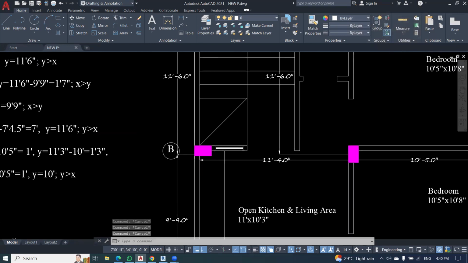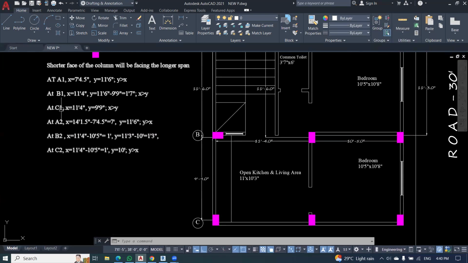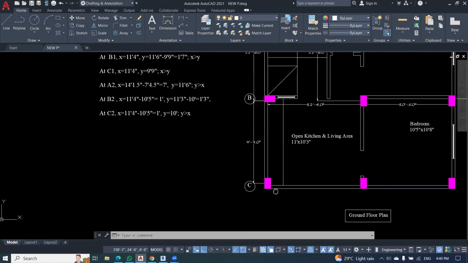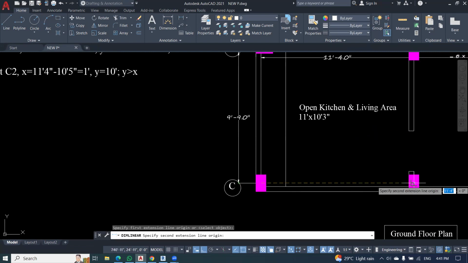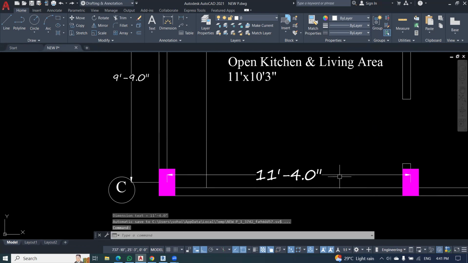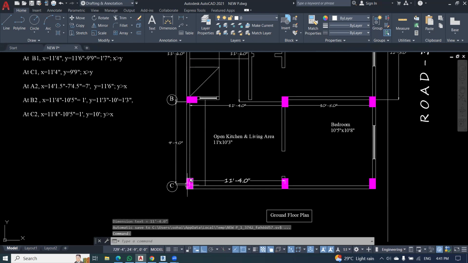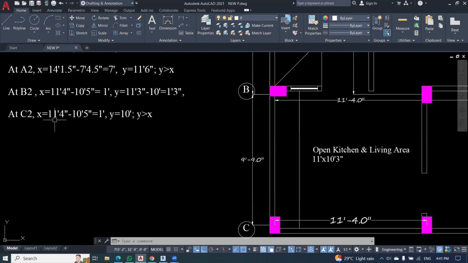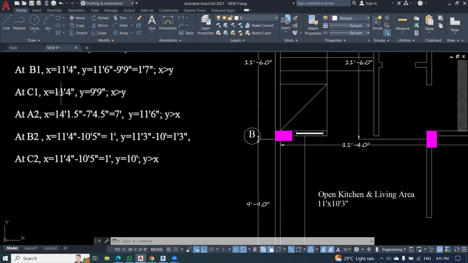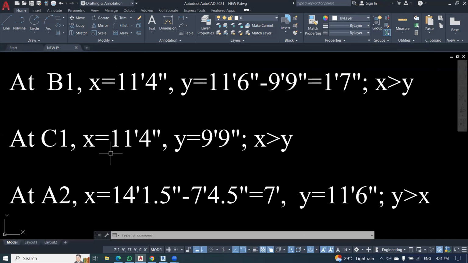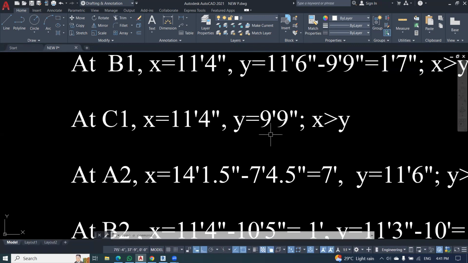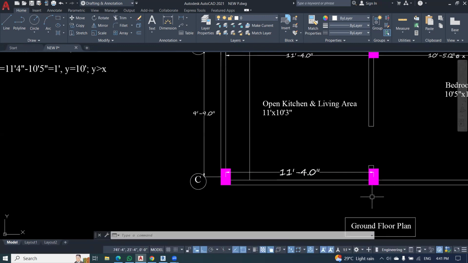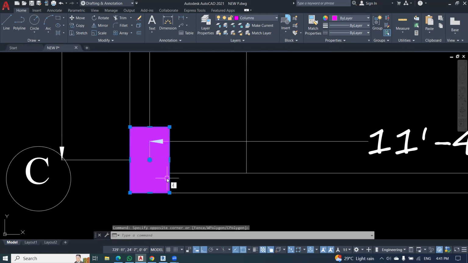Okay, now coming to the next one. What is the next one? At C1, one beam is going towards the right side and one is towards the vertical direction. How much is the x distance? 11 feet 4 inches is the x distance at C1. And how much is the y distance? 9 feet 9 inches. Which one is greater, x or y? X is greater. That means this beam's span length is greater, so we are going to turn this column over here.